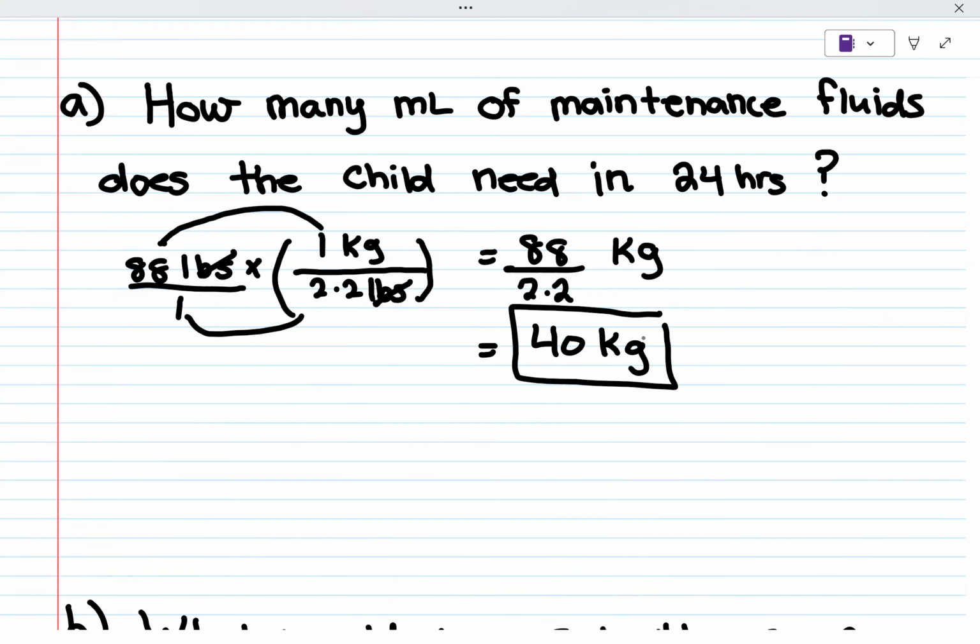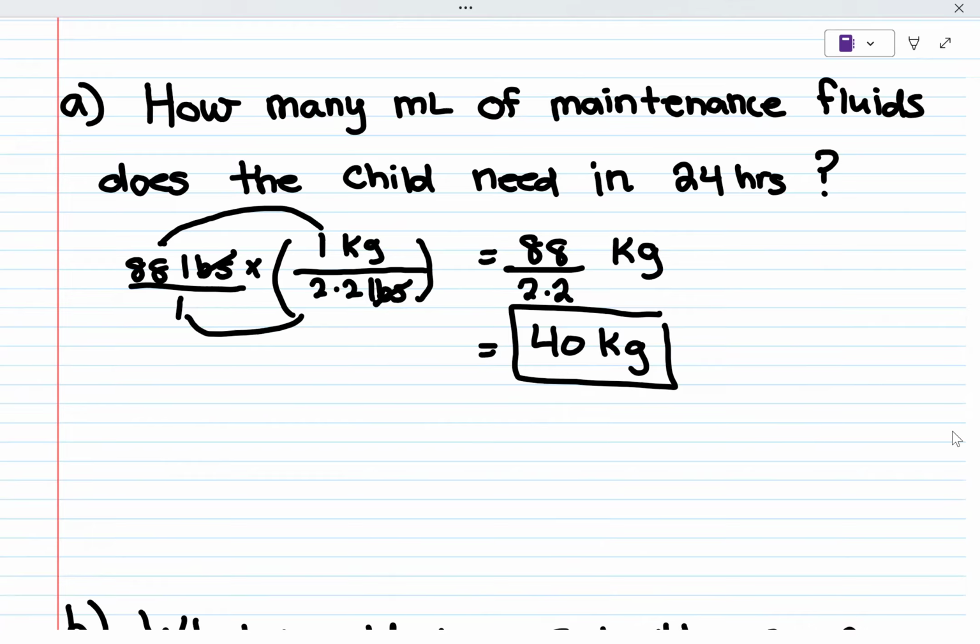Oh, wait, that's not our answer. Why did I box it? So what we have to do is, we have 40 kilograms, right? First do the 10. We're doing the Segar rule: first 10 kilograms, second 10 kilograms, and then the remaining, which would be 20.